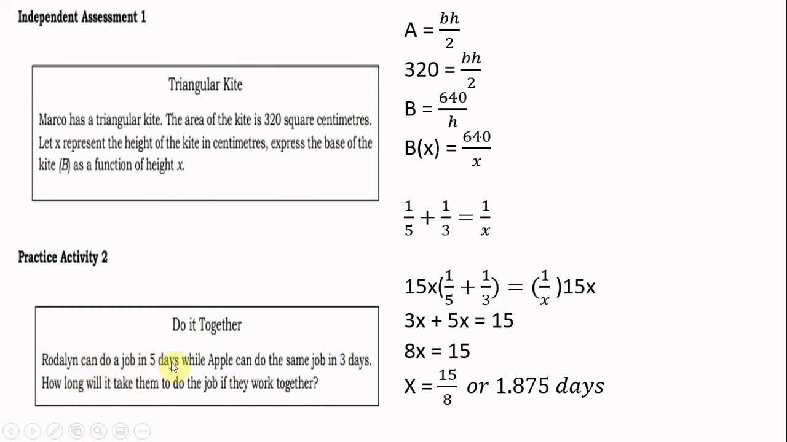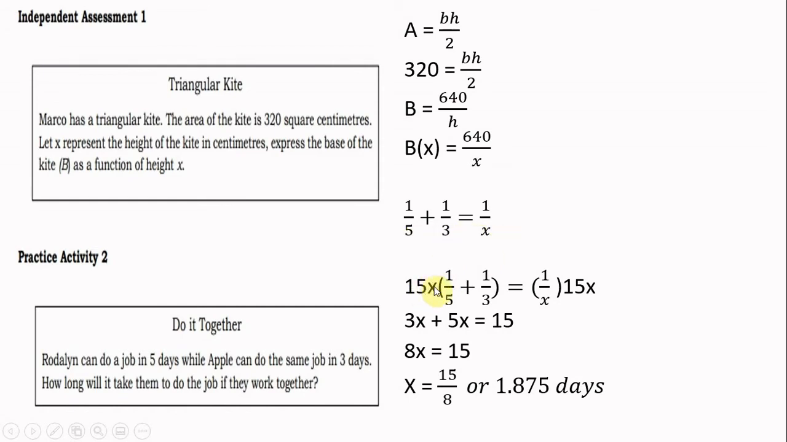Rodalyn can do a job in 5 days, while Apple can do the same job in 3 days. How long will it take them to do the job if they work together? Okay, so the part of the job made by Rodalyn in 1 day is 1/5, the part of the job made by Apple in 1 day is 1/3, and the part of the job finished in a day is 1 over x. Okay, find the least common denominator of 5, 3, and x.